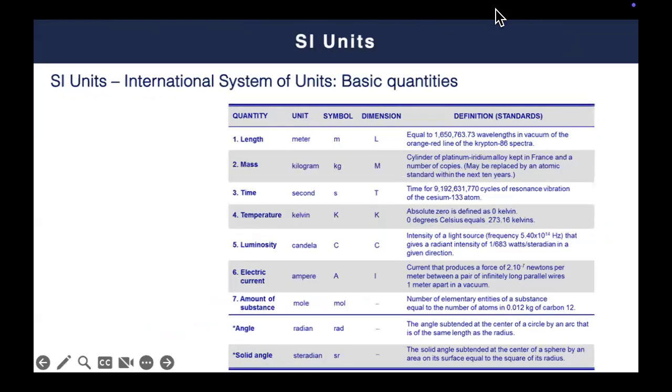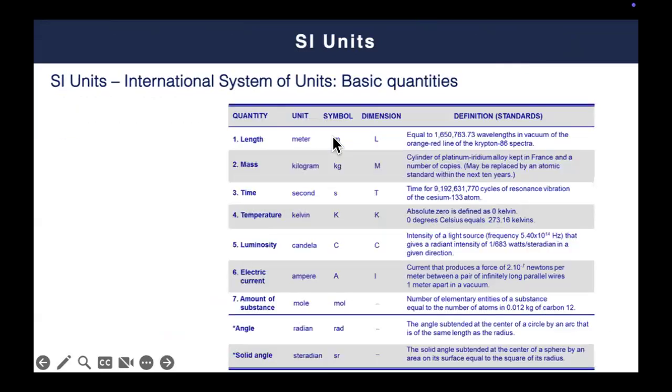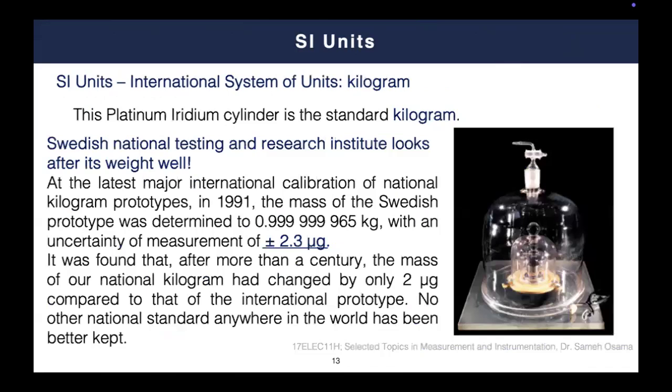Okay, so let's go to the next step. I think this is very well known to you. You have definitely seen this before in physics classes, which is the SI unit. I believe you already know the SI units for length, mass, time, and so on, so I will not waste your time on this. And here is the definition of units.